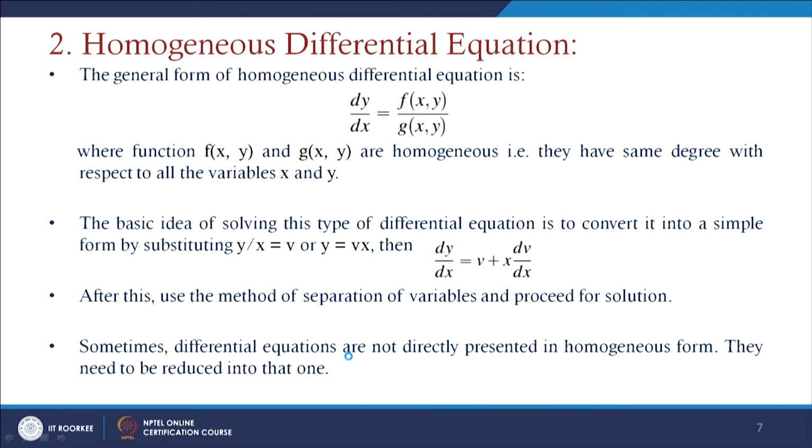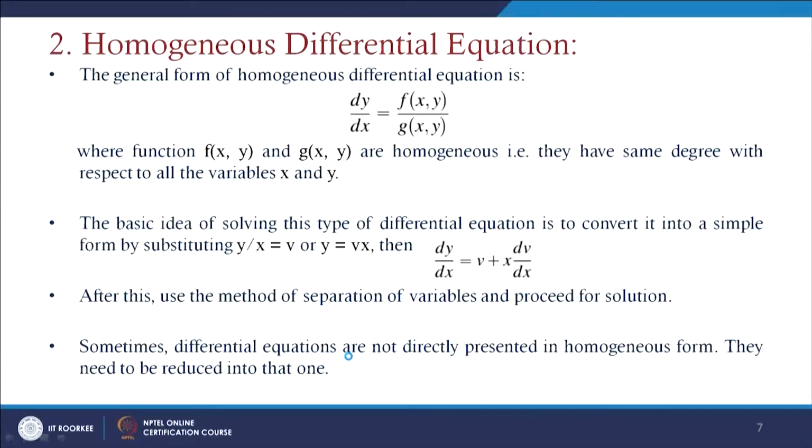The basic idea of solving this type of differential equation is to convert it into a simple form by substituting y by x equals v. Since all the terms are homogeneous, whatever terms there are in terms of y by x, if you put them, they will cancel out. And the idea is that we want to establish this relationship between the two variables y and x in such a fashion that all the terms can be cancelled out, since the same degrees exist for all the terms.